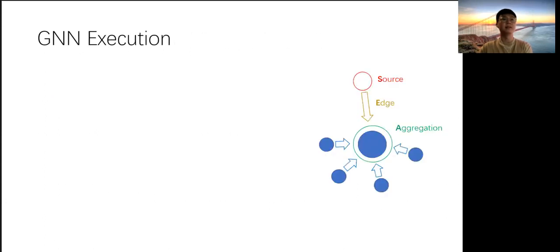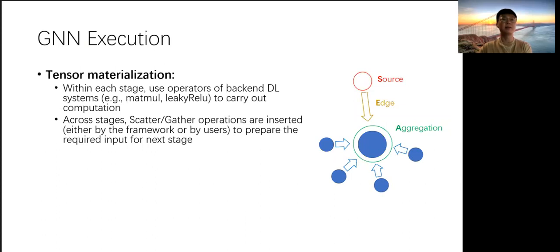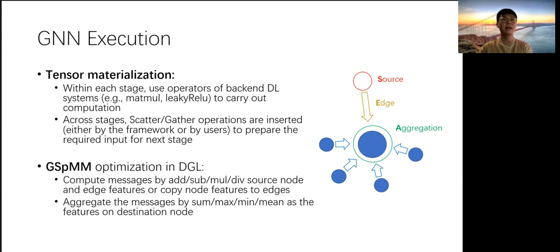For the execution, tensor materialization is the most commonly adopted approach. Users construct input as tensors, and within each stage of the Seastar pattern, tensor operators of backend deep learning systems are carried out one by one. Across stages, scatter and gather operations are inserted by the users or by the framework. DGL proposes the general-purpose sparse matrix multiplication, or GSPMM optimization, which implements specialized kernels when using built-in message functions and reduce functions.